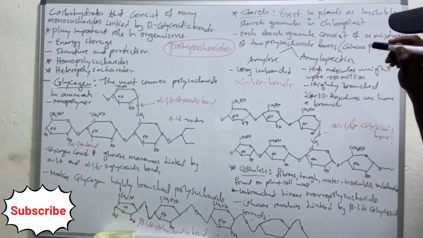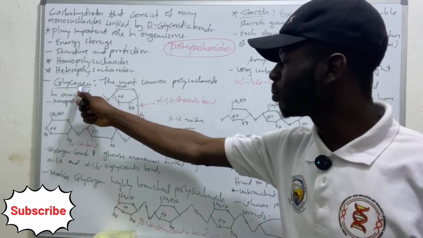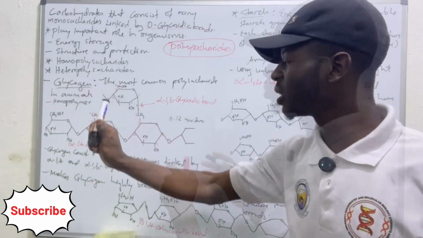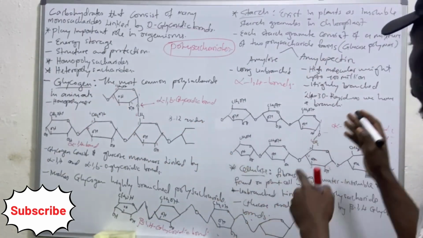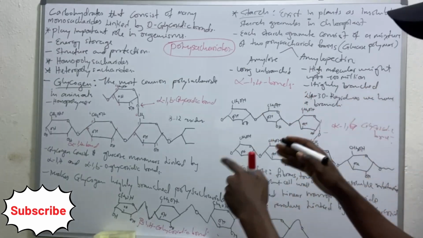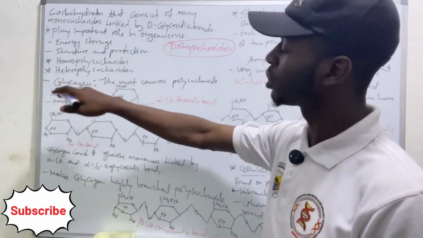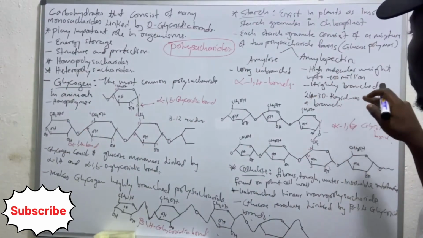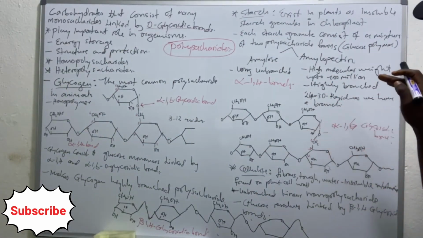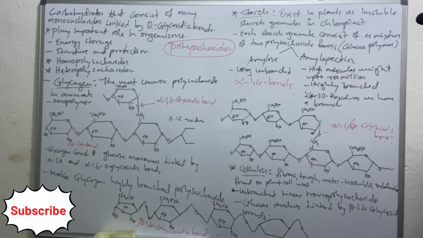So now, what's the difference between amylopectin and glycogen? You discover that in glycogen, branching is more frequent. I earlier said that in glycogen, after every 8 to 12 glucose residues you have a branch point, while in amylopectin, the branching occurs at every 24 to 30 glucose residues, which makes branching in glycogen more frequent compared to that in amylopectin, which is a form of starch.